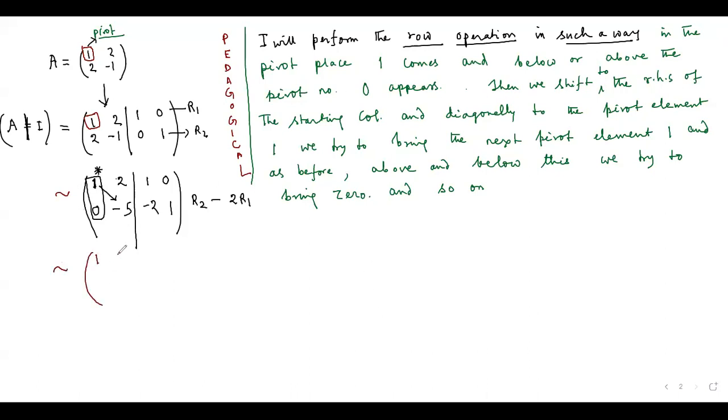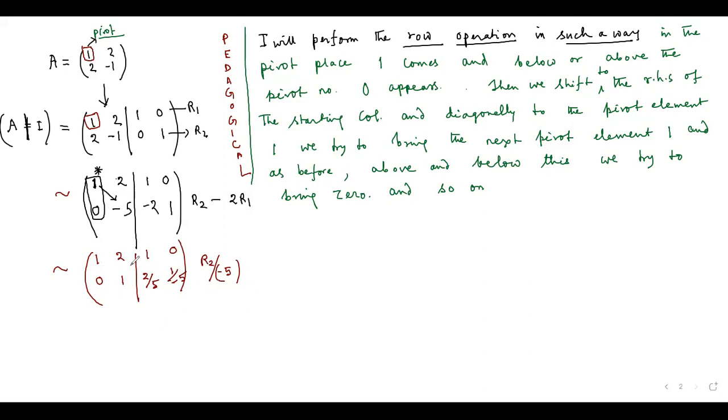Now, first of all, I have to keep the first row fixed. And then to make this element 1, what I can do is divide row 2 by minus 5. After that, what I get: 0 by minus 5, that is 0, minus 5 by minus 5, that is 1, and minus 2 by minus 5, that is 2 by 5, and 1 by minus 5, that is this. So you see, a 1, 0, 1 kind of structure has already come.